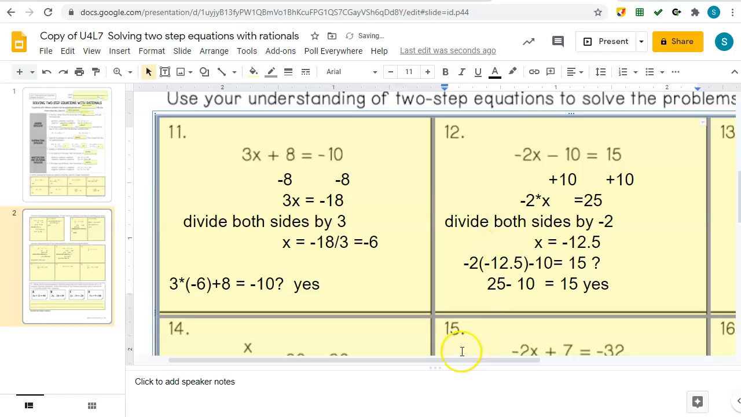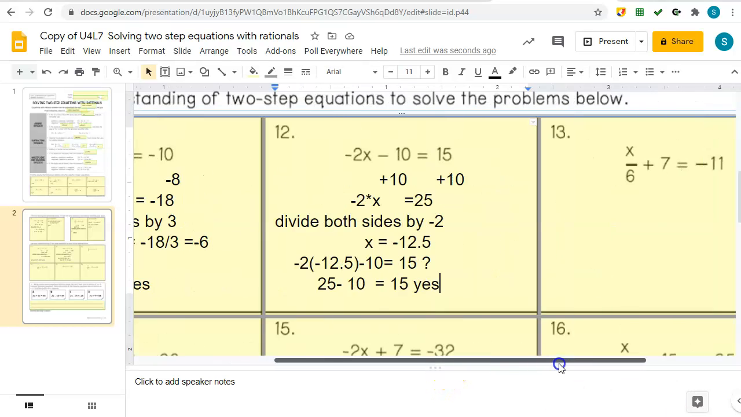So far, we are on a roll. We've got 5 more problems to do. And then there's a little bit at the end there. No, 4 more problems to do.